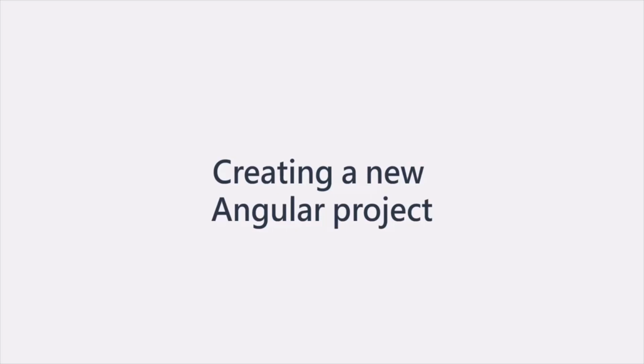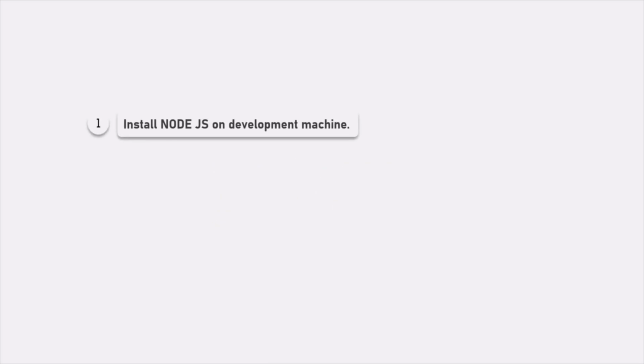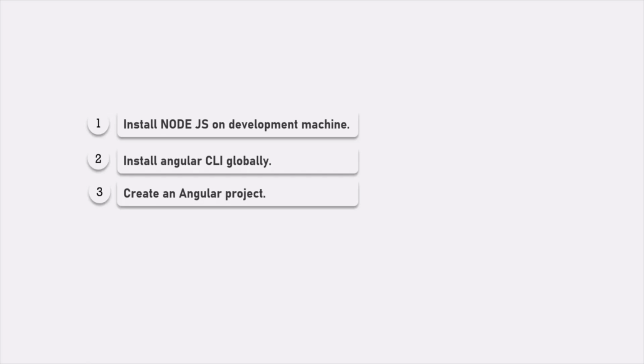And this we are going to do in 4 steps. In the first step, we need to install Node.js on the development machine. Then we also need to install Angular CLI globally. Then we are going to create a new Angular project, and then we are going to compile and run that Angular project.